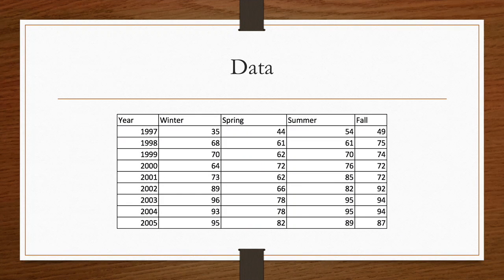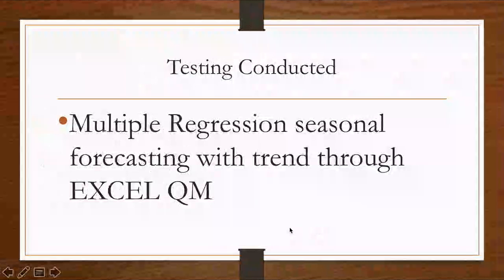Data. This is the data that was on the case problem worksheet that was given to us. It goes from year 1997 through 2005. It's split up into 4 quarters: winter, spring, summer, and fall. In these quarters, it shows how many people attended the seminar. In 1997, in the winter seminar, 35 people attended. In the spring seminar, 44 people attended. In the summer seminar, 54 people attended. And in the fall seminar, 49 people attended. This goes throughout 2005.